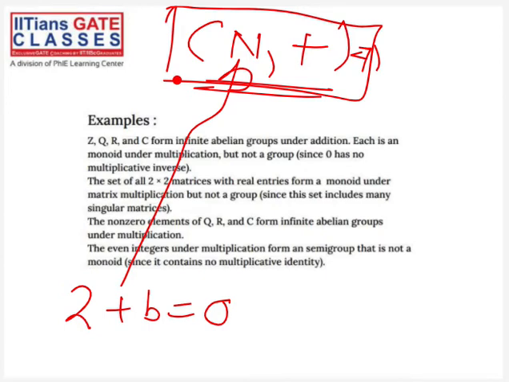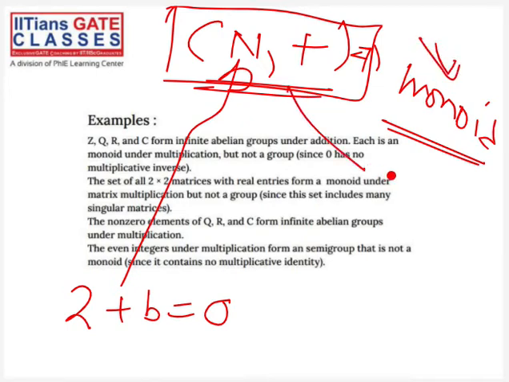And if the inverse property is not satisfied, then what is the highest structure it can have? The highest structure it can have is a monoid, because a monoid does not care about the inverse property. Monoid only cares about three properties: closure, associative, and identity element. So the highest structure that is satisfied by N comma plus is a monoid. This N comma plus is not even a group. So since this is not even a group, it cannot be an abelian group either.